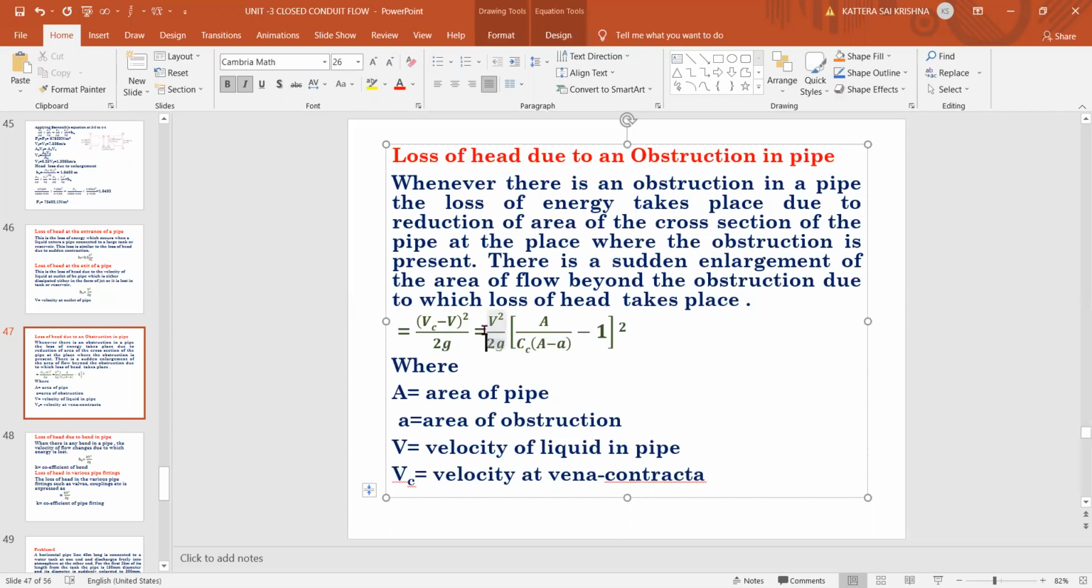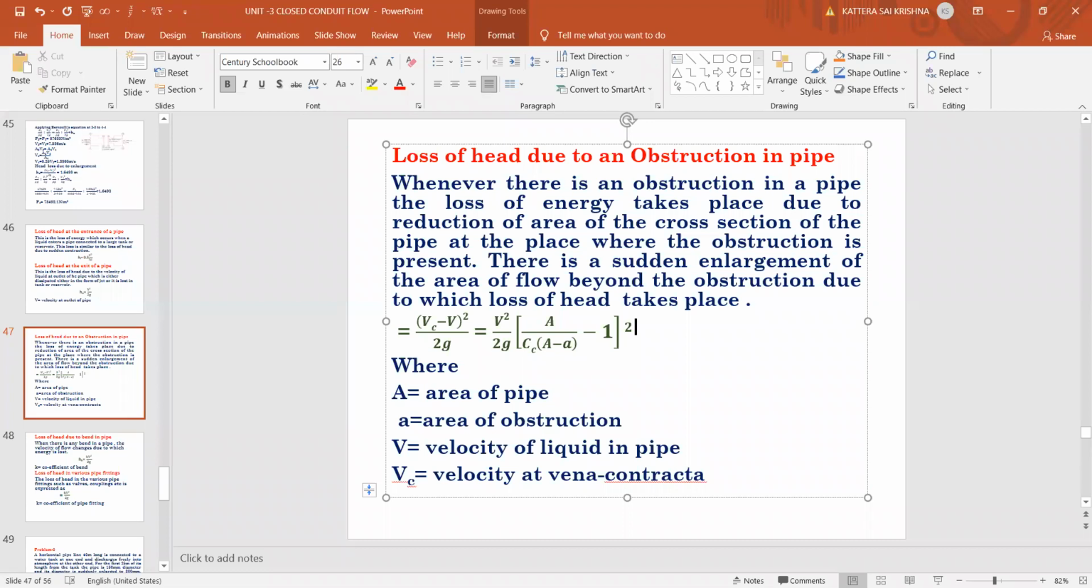Okay, it is better to always remember the last one, because definitely if an obstruction is given, they will give the Cc value, right? So V square by 2G into, A by Cc into A minus 1, under the whole square. Here, capital A is the area of the pipe and small a is the area of the obstruction. When the obstruction is kept there, the area will be given to us. So this is the formula. Please copy this formula for loss of head due to an obstruction in a pipe.